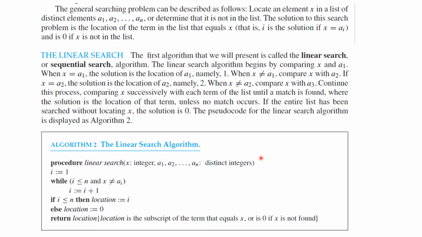Here is pseudocode for this, and you should understand that the pseudocode works. We're doing a linear search across these distinct integers. We start with i being assigned 1. While i is less than or equal to n, and x does not equal a sub i, then you advance i and you continue. If i is less than or equal to n, then the location is equal to i, that is, if we finish this loop and have an answer. Else, the location equals 0, and that returns the location. So either you found it or you didn't. And you could code this in many languages if you paid careful attention to the syntax.